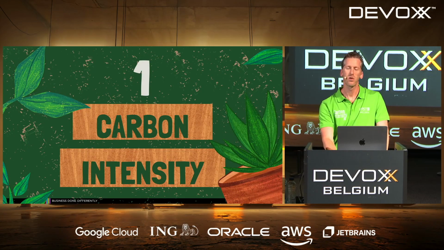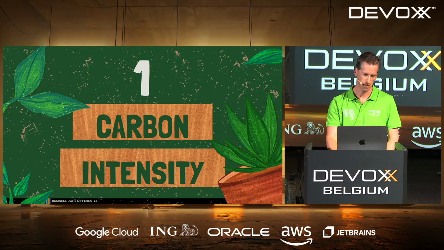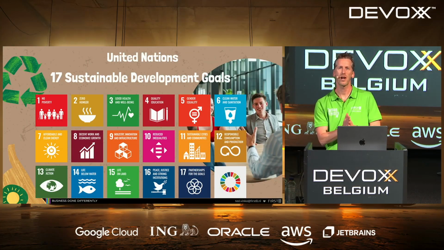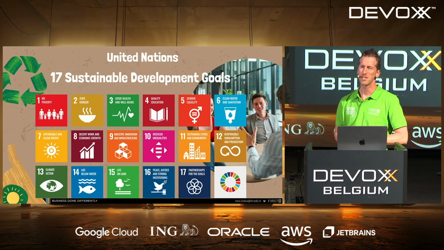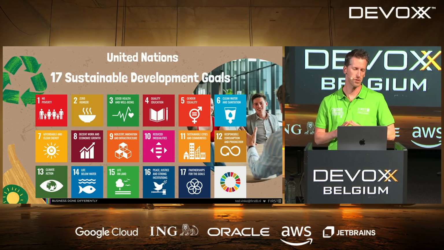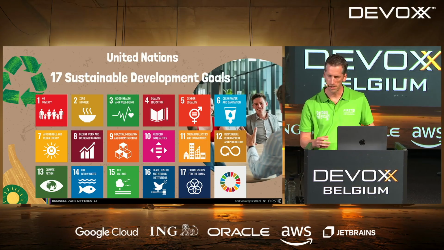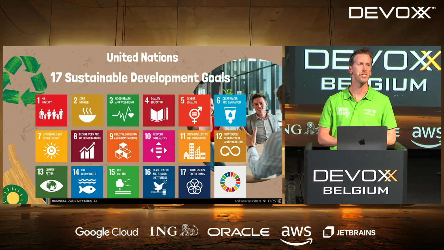Let me first take you along for some background information. I will explain what carbon intensity is and why it matters for the environment. So in 2015, the United Nations introduced 17 Sustainable Development Goals, the SDGs. They are a shared blueprint for peace, prosperity, sustainability, ranging from zero hunger to clean water, education, and climate action.